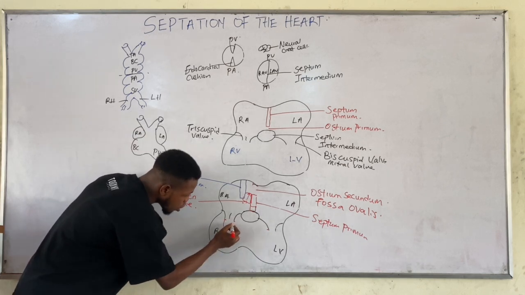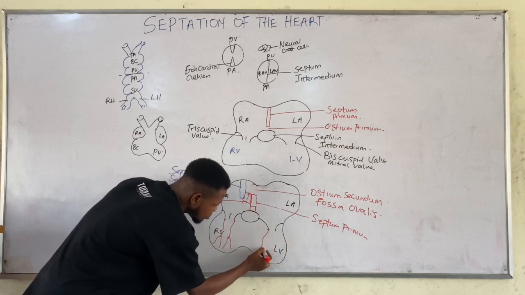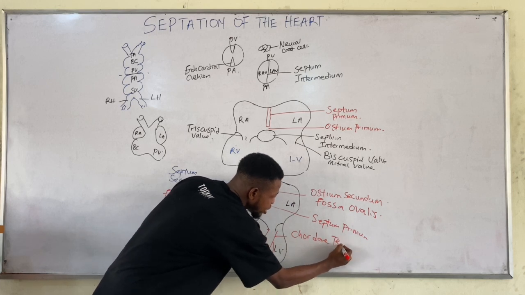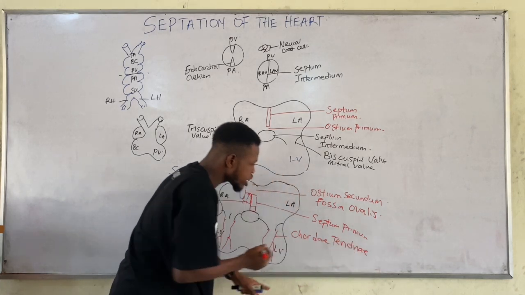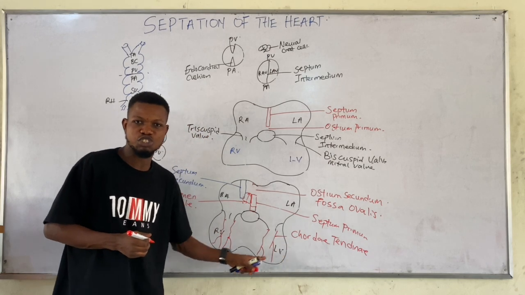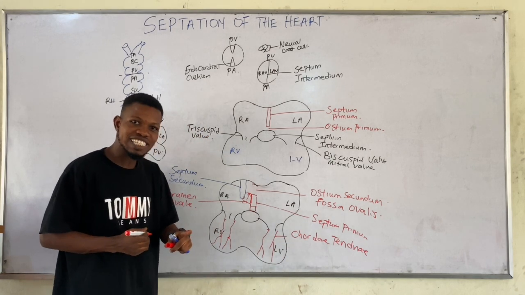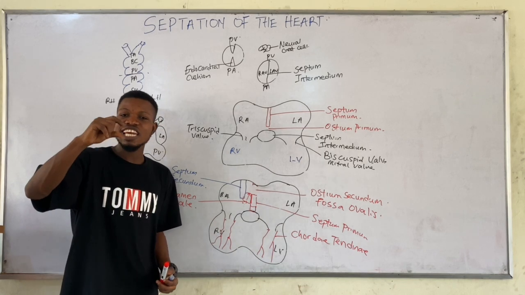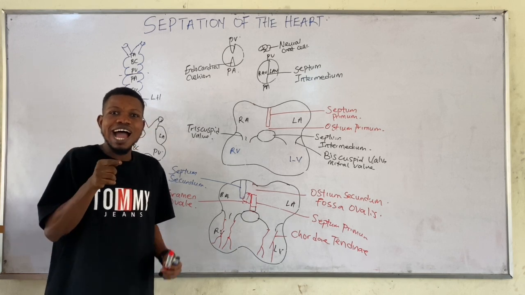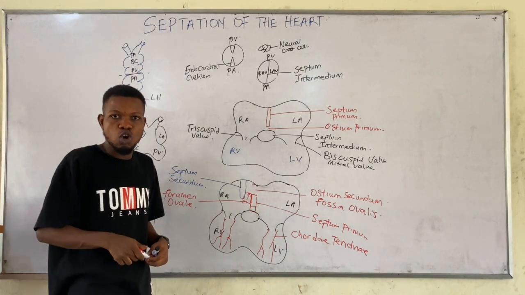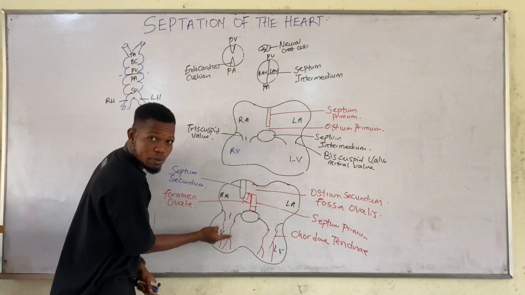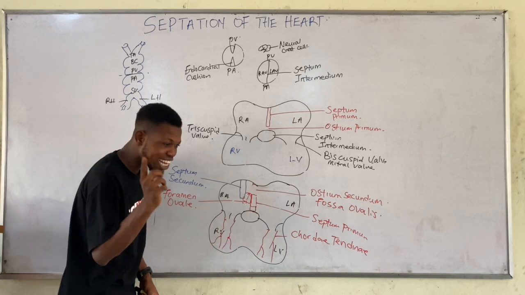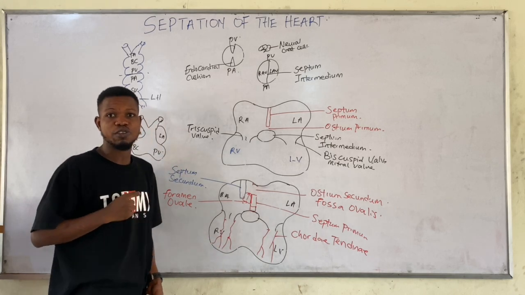Do you get it now? We call it what? Chordae tendineae. So this chordae tendineae is a fibrotic tissue that connects the valves to the papillary muscles of the ventricle. The chordae tendineae holds the valve in place and ensures unidirectional movement of blood flow, so that when the blood flows from atrium into the ventricle, the blood will not be able to flow back. That's the essence of the chordae tendineae, connecting the valves to the papillary muscles of the ventricles.